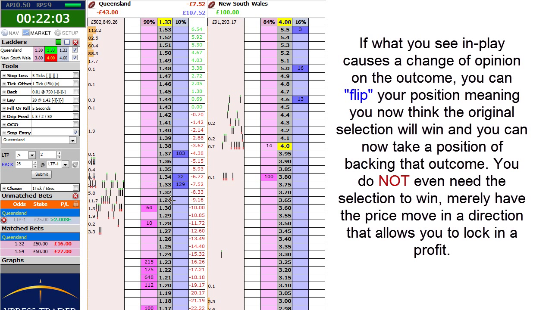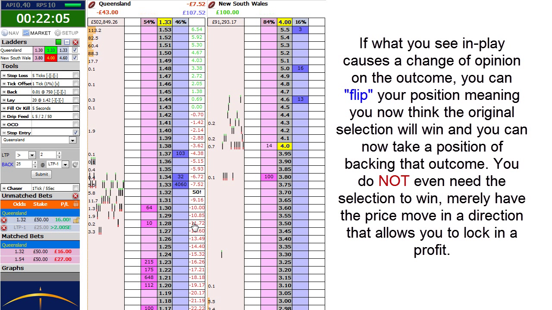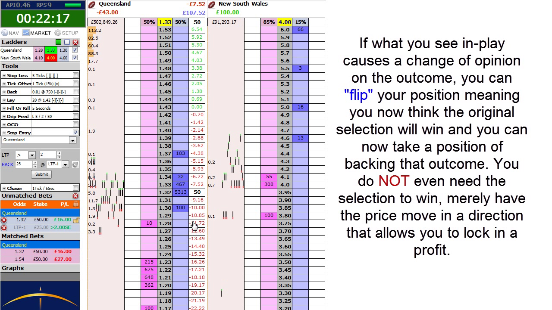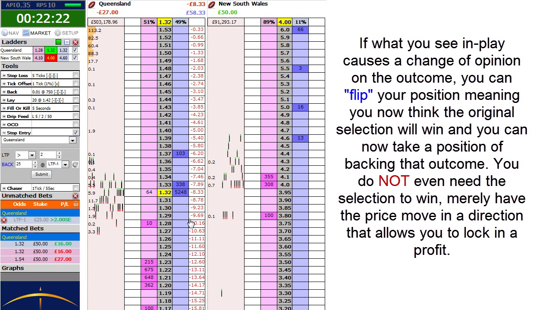Then what happens if what you see in play causes a change of opinion on the outcome of the game? You can flip your position, meaning you now think the original selection will win, and you can now take a position of backing that outcome. You do not need the selection to win, merely have the price move in a direction that allows you to lock in a profit. Having watched the game, Queensland's up 6-0 and really dominating this match.